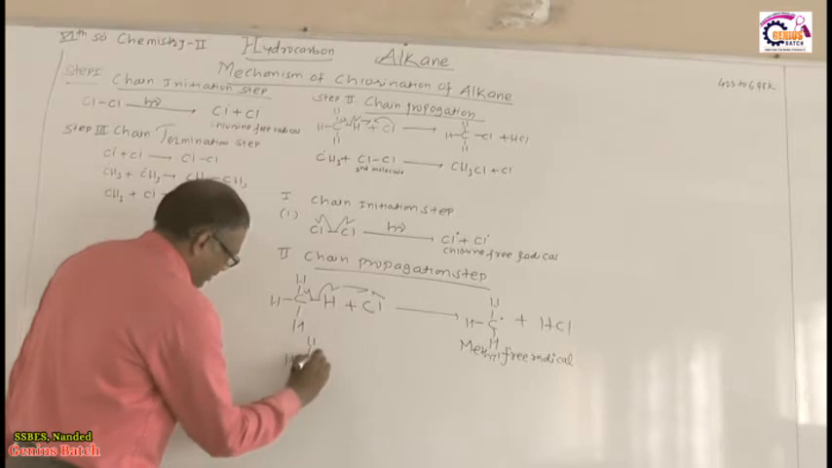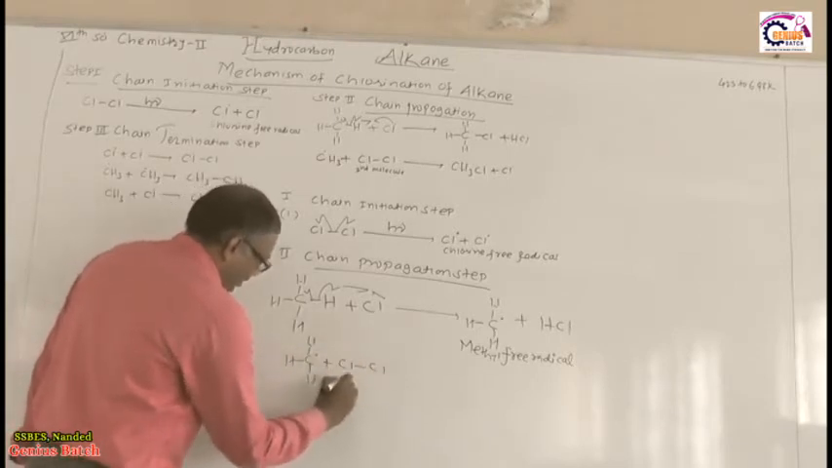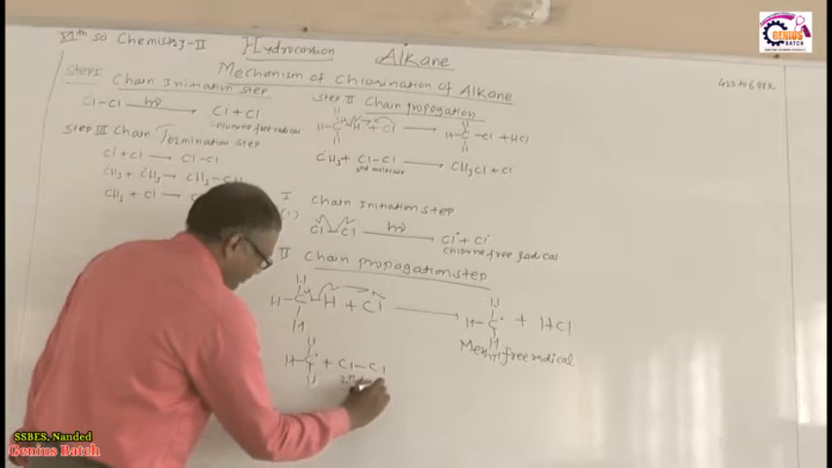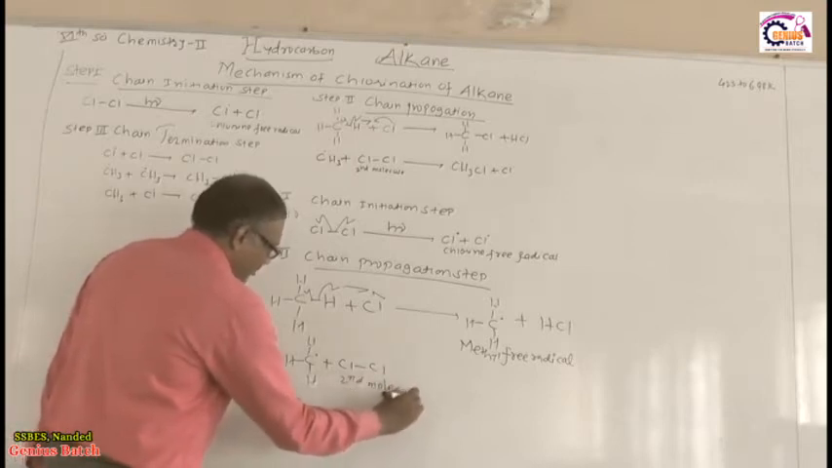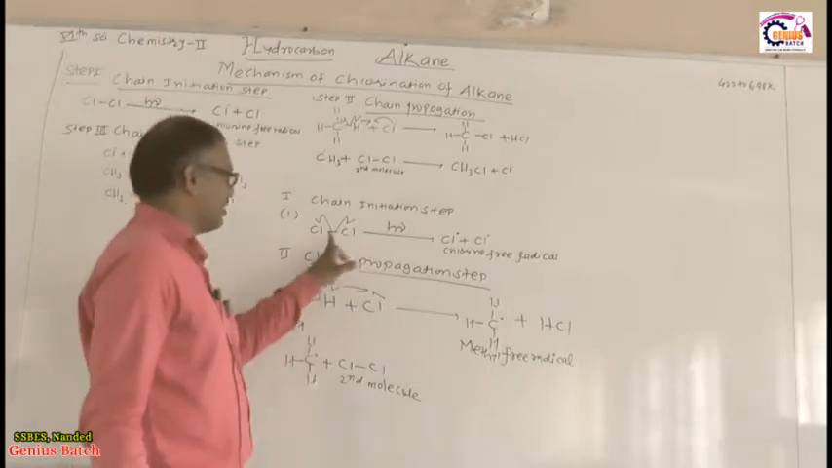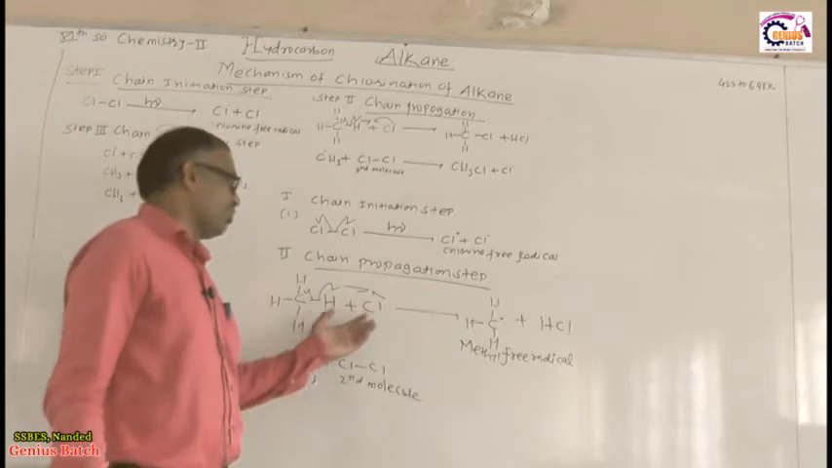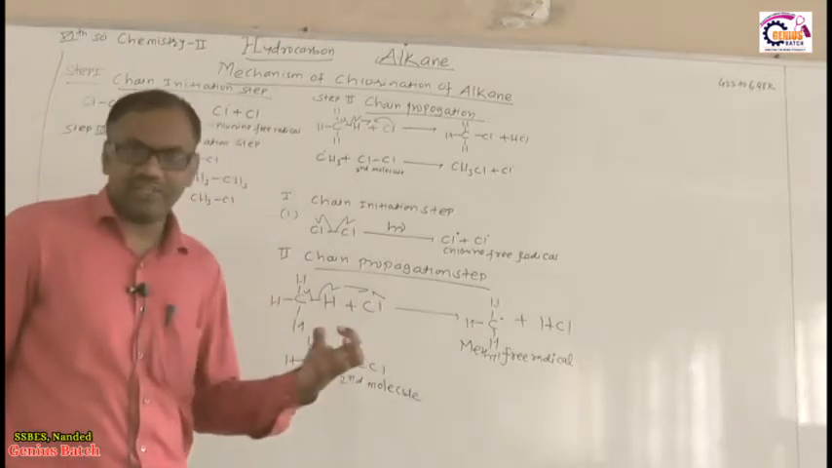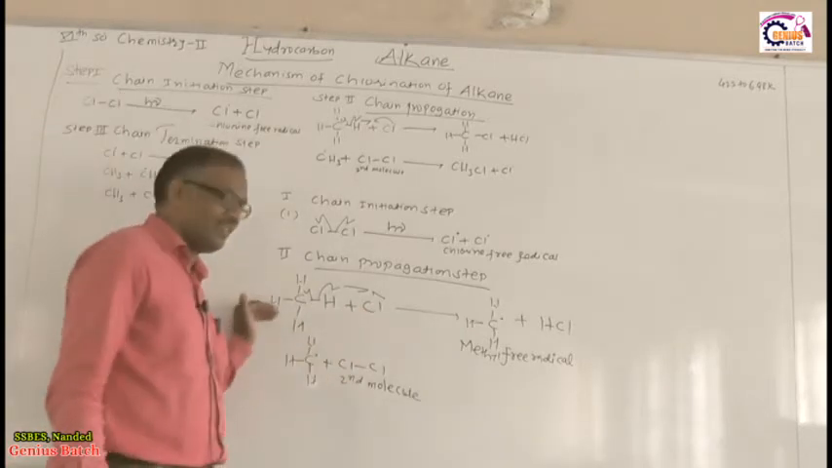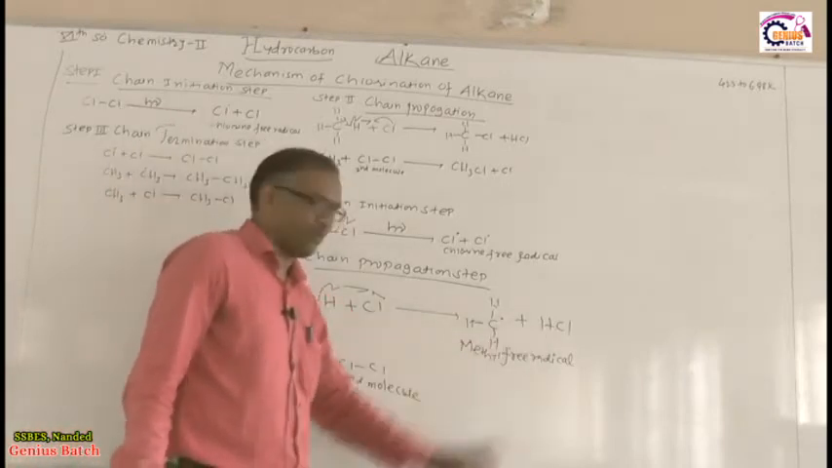Okay, so this methyl free radical again combines with the second molecule of chlorine. Already we have taken the first molecule of chlorine here. The first molecule of chlorine produces the chlorine free radical, right? This chlorine free radical abstracts the hydrogen free radical from the methane substrate molecule to produce the methyl free radical and hydrochloric acid.